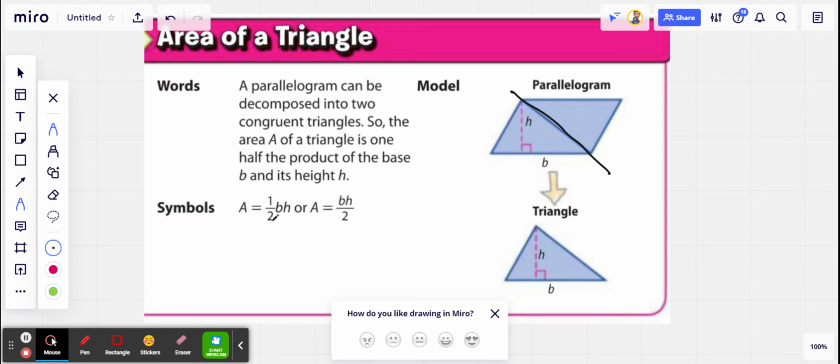Okay, so the formula for the area of a triangle is area equals 1/2 times base times height. You can look at it like that, or you can say area equals base times height divided by 2. So we would multiply first and then divide by 2. Okay, so we're going to practice this, but I think you'll get it once we do some practice problems.